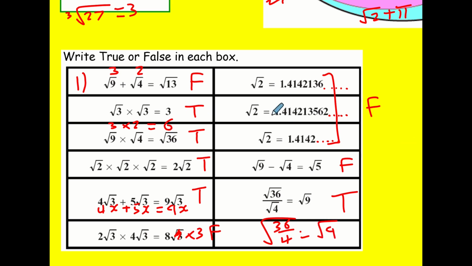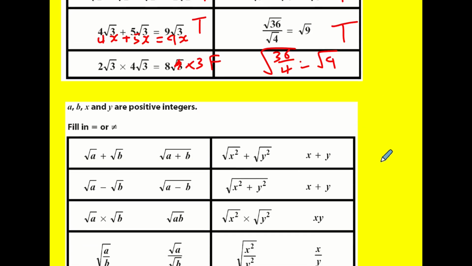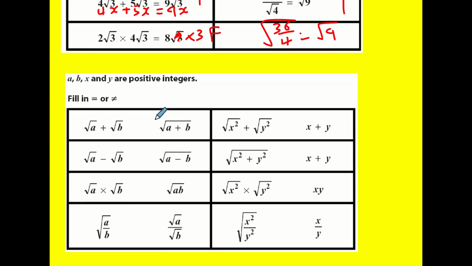So that's true or false with some numbers. How about some more general statements? Fill in equals or not equals. Pause video, try this out. So we're working generally here because actually in the case that a and b was 0, this one would be true, but in general for most numbers, it's not equal. Make sure you're aware of this.